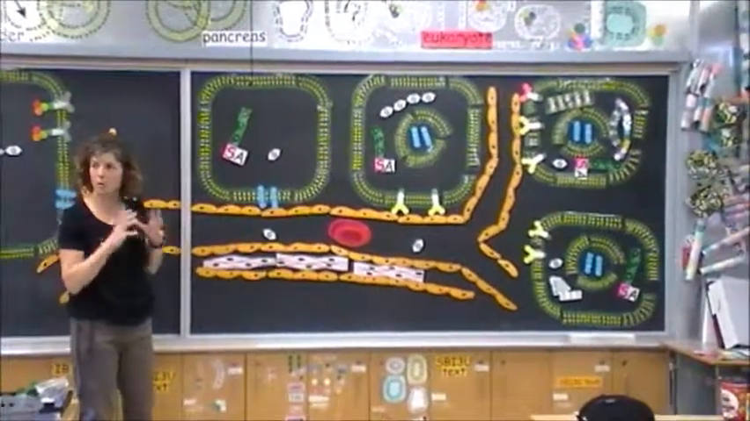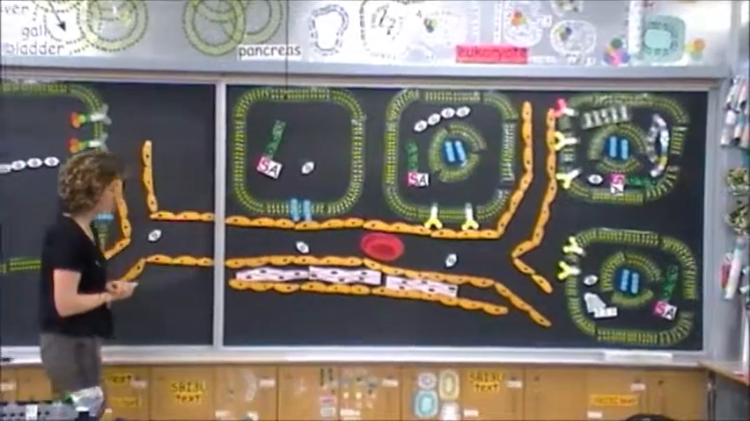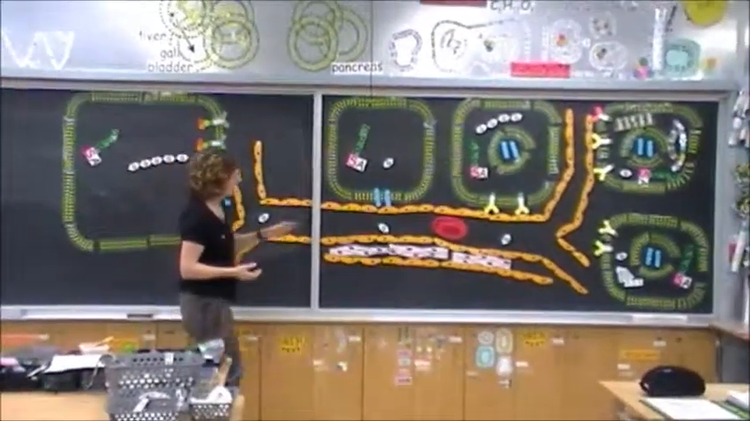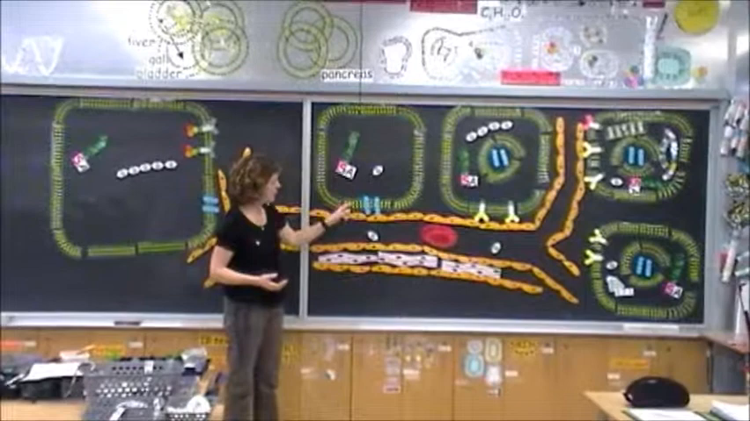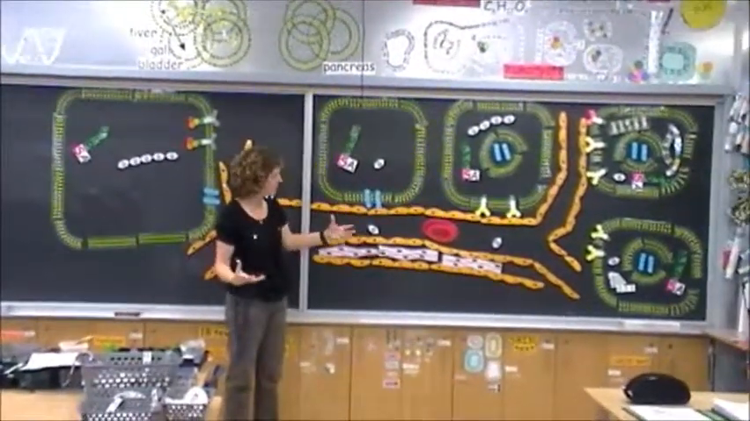So that's what we're doing here. We're trying to get glucose into the cells. We know that glucose cannot be transported by diffusing through the phospholipid bilayer. It's a facilitated diffusion process.